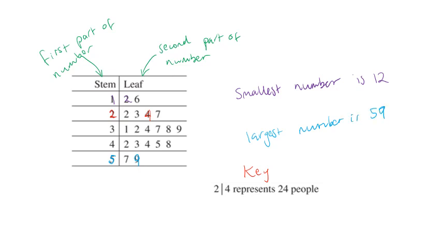So I could show you all different ones. So this is the number, this is 31. This is 32. This is 34. So the stem is the first part of the number and the leaf is the second part. So we've got here 42, 43, etc.